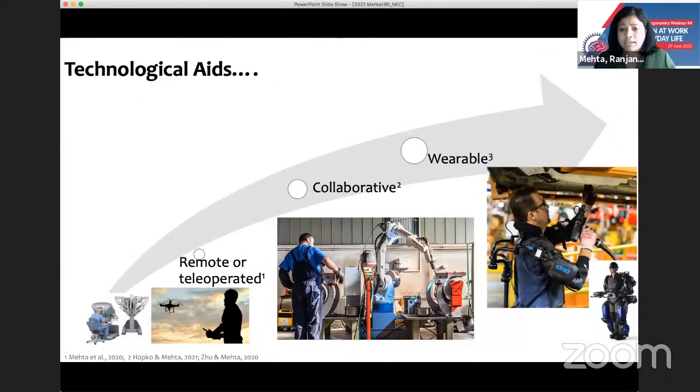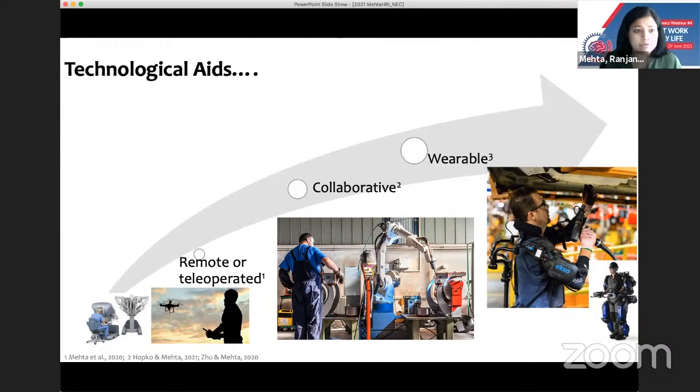So these technology aids can be at various spectrums of human interactions, right? They could be remote or teleoperated, where we have surgical robotics, or we have drones for disaster response. We also have collaborative robots in manufacturing industries, where we have these robots who are working side by side and sharing physical space with the workers. And then we are moving into more wearable robots, where we have exoskeletons that are passive and active in nature, that you don on, and that's helping you augment your work or helping reduce risk of musculoskeletal injuries.